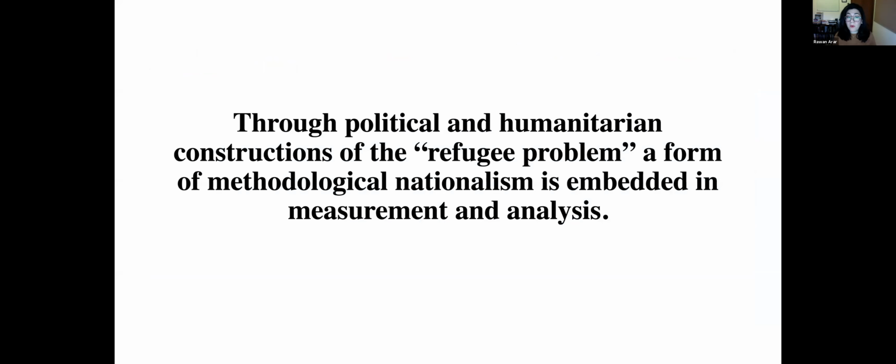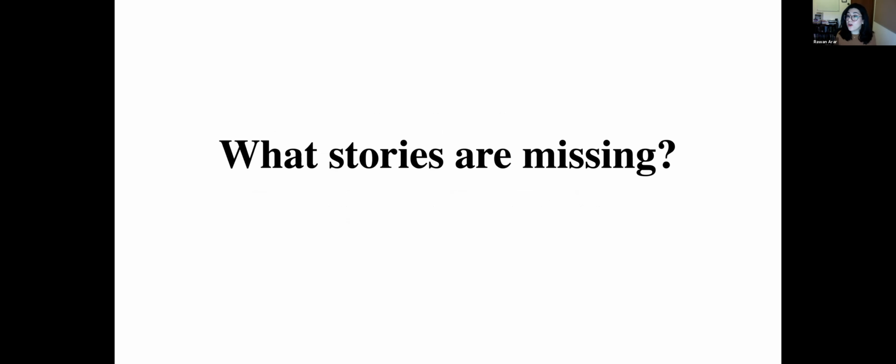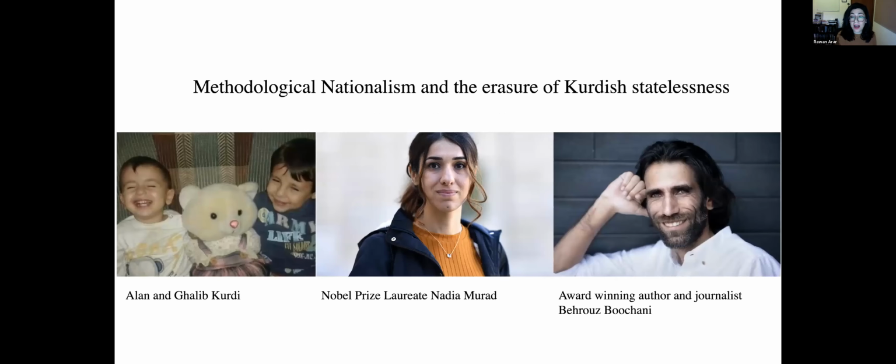So my point in bringing these things together is to say that through political and humanitarian constructions of a refugee problem, there's a kind of methodological nationalism that is embedded in the measurement and analysis. And these are things that, especially when we are new to the study of refugee displacement, should be taken into consideration, because they also create blinders and leave certain stories outside of the frame of analysis. And here, I just want to point out one example in which this is the case.